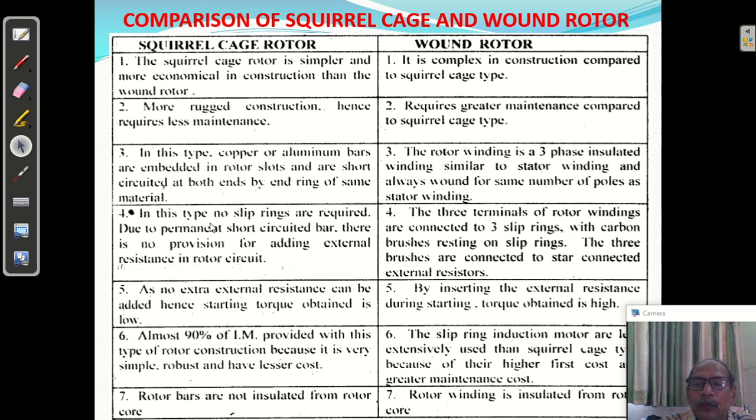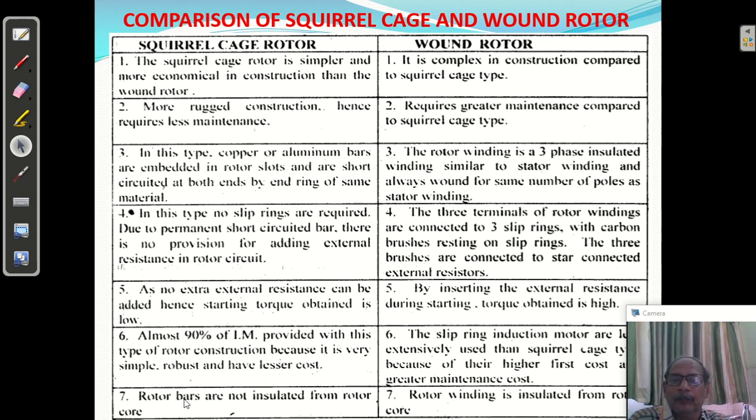Squirrel cage में no slip ring is required because rotor winding is directly shorted. There is no provision for adding external resistance. But यहाँ पर you can insert additional resistance in series with the rotor winding with the help of brushes. So what will happen, you can control the torque, the power factor, and the current.